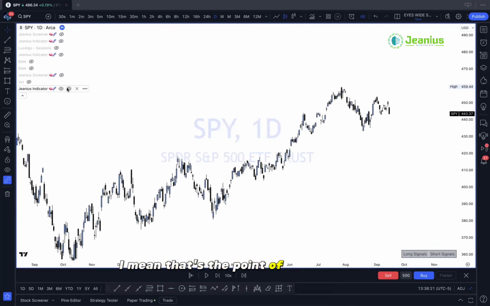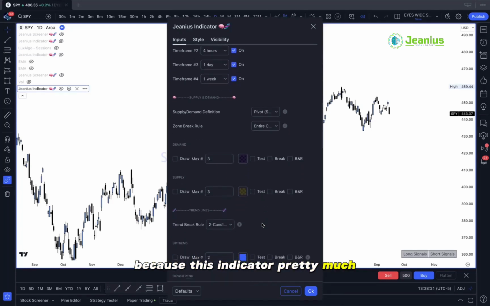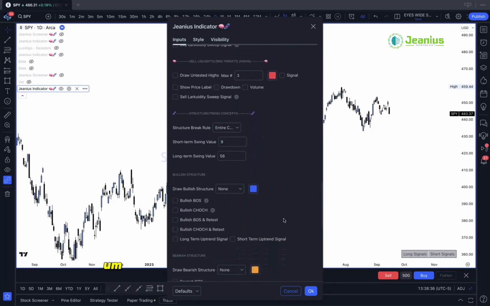That's the point of this indicator: to allow newbies to have a lower barrier to entry into trading, because this indicator pretty much automates a lot of that stuff for you. So it won't be as difficult to acclimate yourself to trading once you have this slapped on your chart. For the structure of the trend, I like to just do an entire candle. Having an entire candle close above a structure, whether that's above a support, below a support or above a resistance, that'll give me a break of structure where there's a continuation of that trend, or a change of character where that trend has officially begun to change.